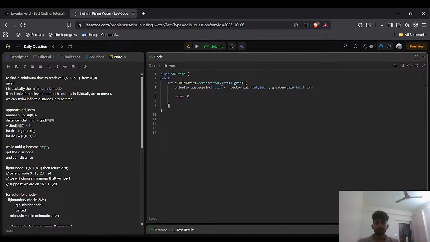This, pair. I think it's okay. PQ. And then we can simply PQ dot push 0, 0. Grid dot size. Then we have vector int.